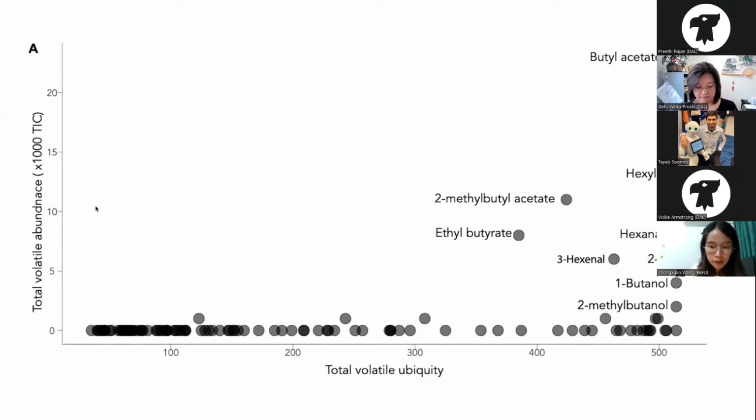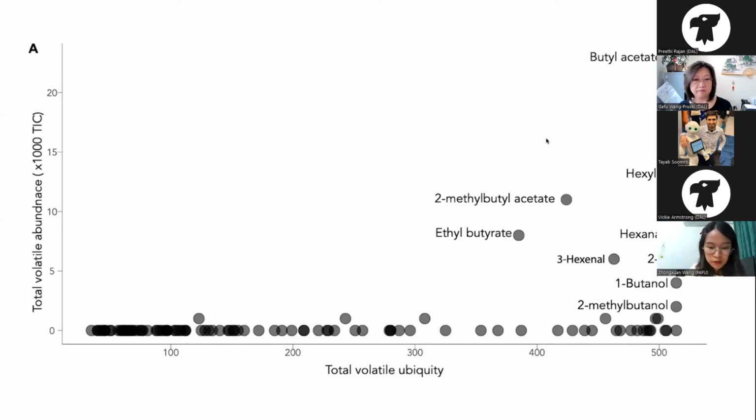So the dots on the bottom left here are compounds which are unique to only a few apple cultivars, and they're not very abundant. That means they're not present in high amounts. We can contrast these to the dots on the top right. They're found in almost every apple and are present in extremely high amounts.